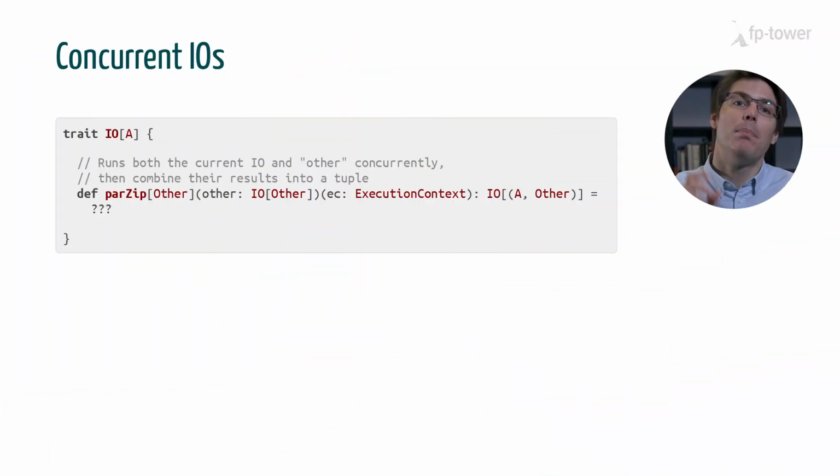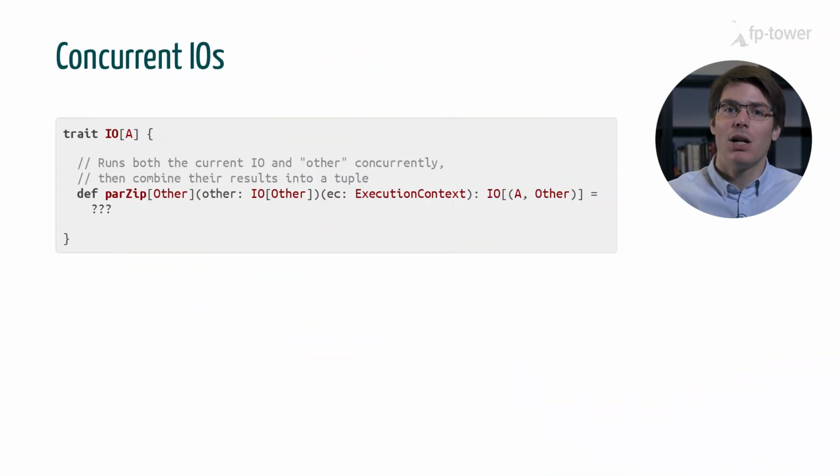Okay, so if we can't use a for comprehension to execute I/Os concurrently, this means that we'll need to create specific methods for this use case. Let's start with the simplest possible scenario where we only need to execute two I/Os concurrently. This method is often called parZip. parZip is a method on the I/O class which takes an I/O of Other and returns an I/O of tuple A, Other. We also need an execution context in order to dispatch these two tasks to a thread pool.